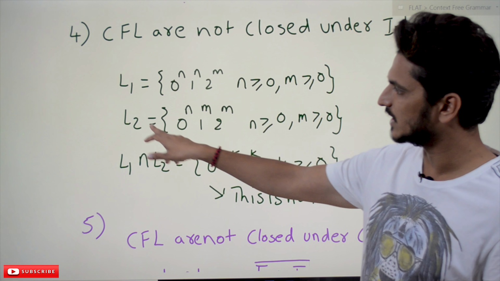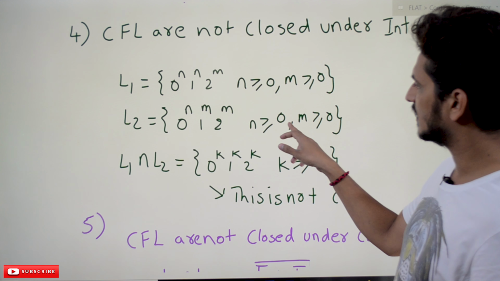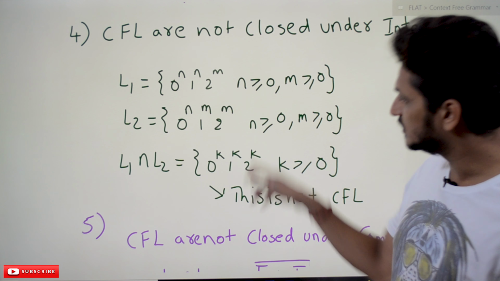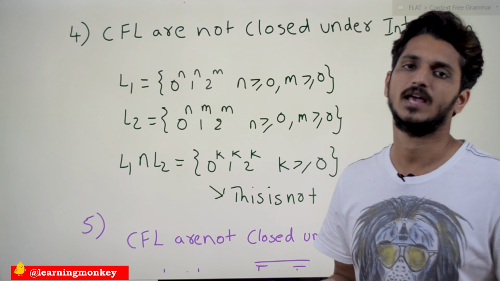Let's take another language. L2 is equal to 0 power n, 1 power m, 2 power m, where n greater than or equal to 0, m greater than or equal to 0. This is also a context-free language. Yes, L1, L2 both are context-free languages.